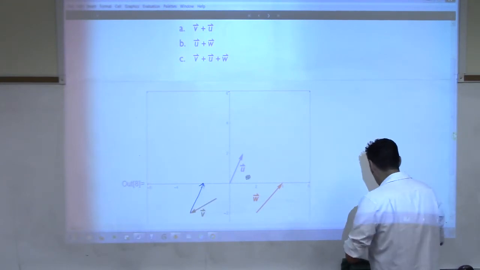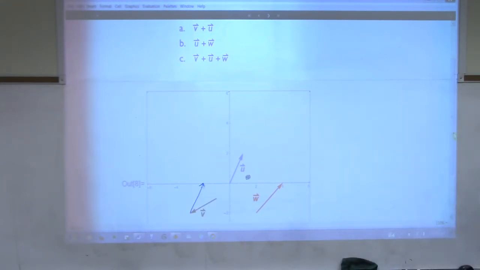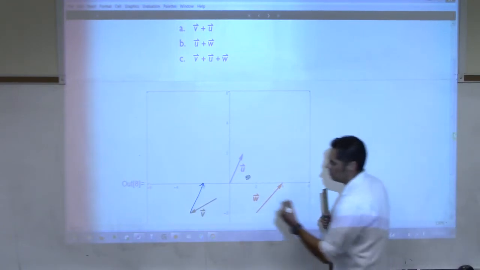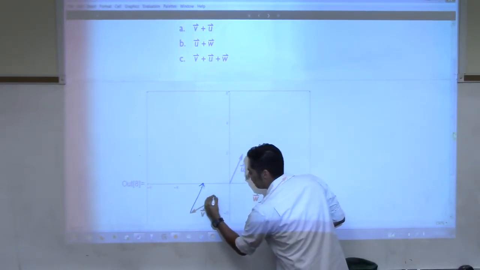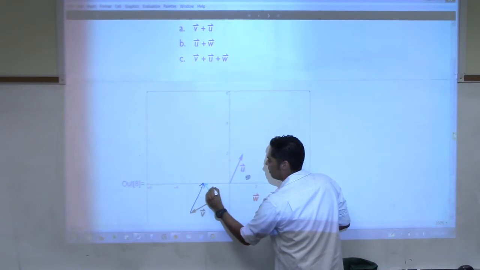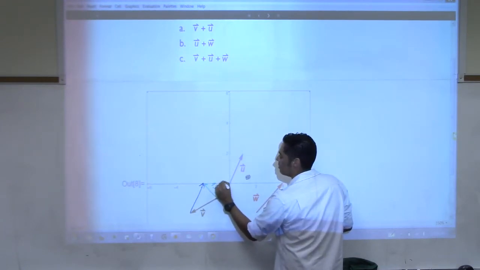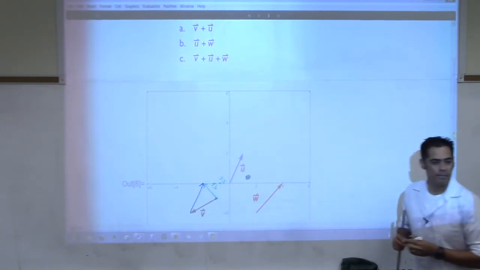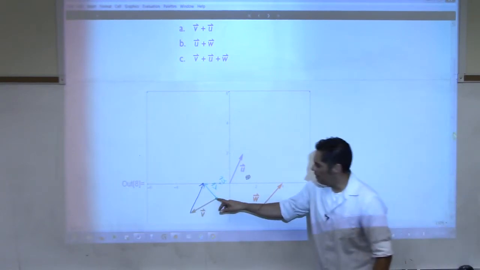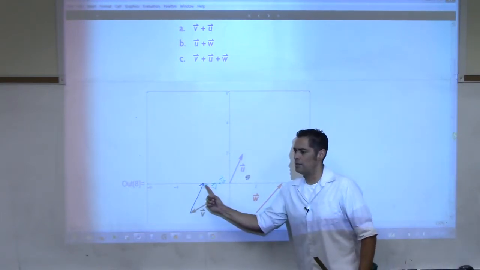And so our answer is this vector. That right there is v plus u, the green one. So you start out here, you went v, then u, and the resultant is this.